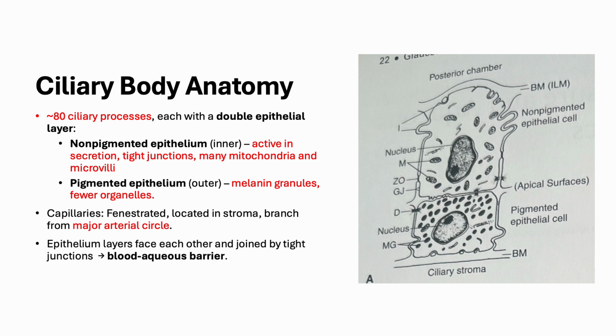Blood supply to the ciliary processes comes from fenestrated capillaries within the ciliary stroma, which branch off the major arterial circle of the iris. Importantly, the tight junctions between the epithelial layers contribute to the formation of the blood-aqueous barrier, which helps regulate the passage of substances into the aqueous humor and maintains the immunoprivileged environment of the anterior chamber.